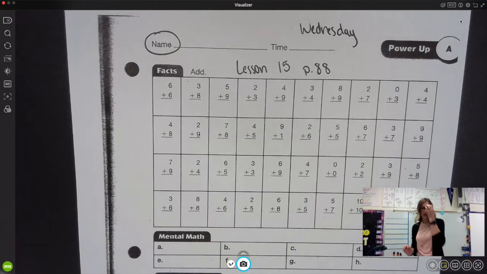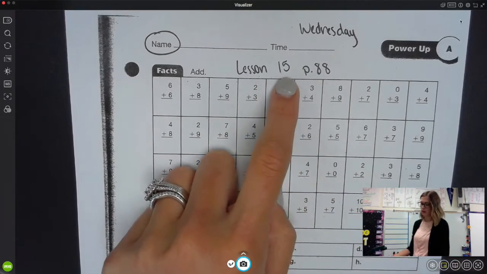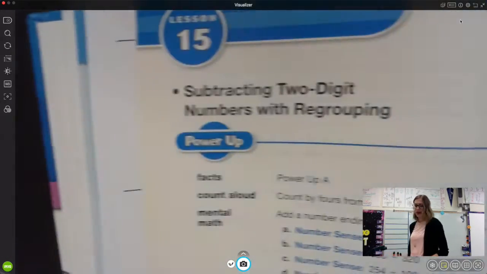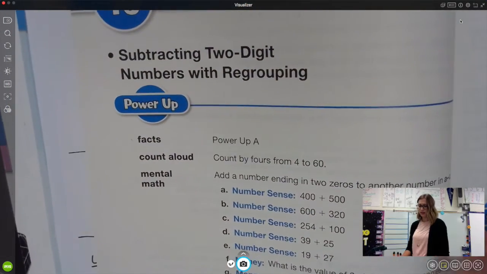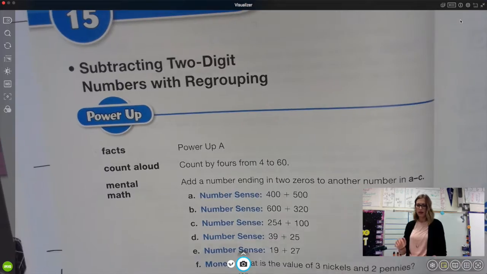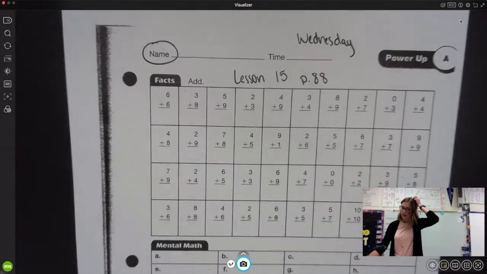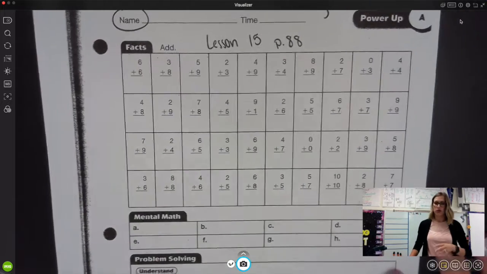Third grade, today is Wednesday and we are on lesson 15. It starts on page 88. In your book, we're on Power Up A. Then we're going to do some counting. You rock out your mental math, we'll correct it together, and then your problem of the day down at the bottom of the paper. All right, go ahead, press pause, get your facts done, and then when you press play, we'll correct them together.